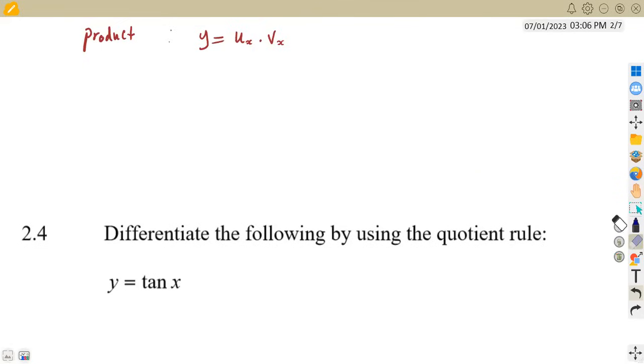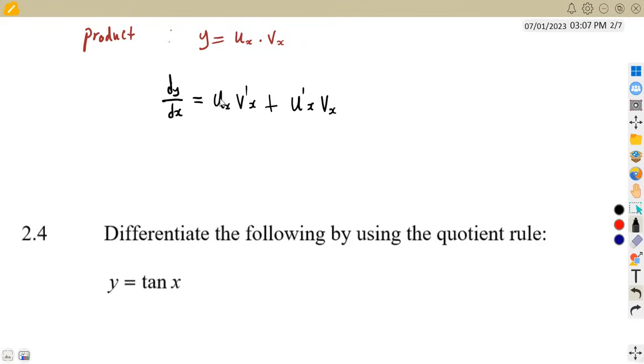So once you see that this is a product, it follows that the derivative of y with respect to x, which you are also given on your formula sheet, will be equal to, from this u(x), v(x), our formula: u(x) times the derivative of v(x), then we add the derivative of u(x) times v(x). Like I said, you are also given this on your formula sheet.